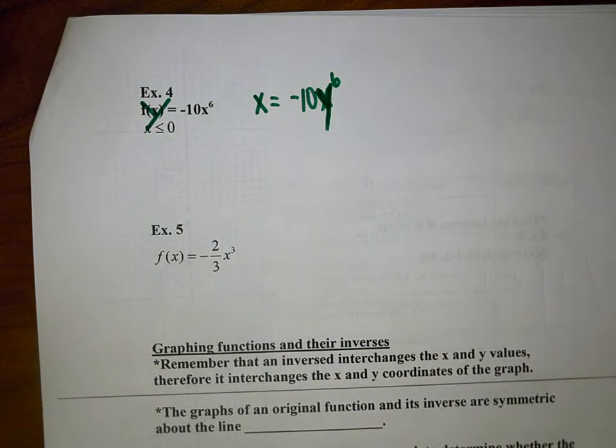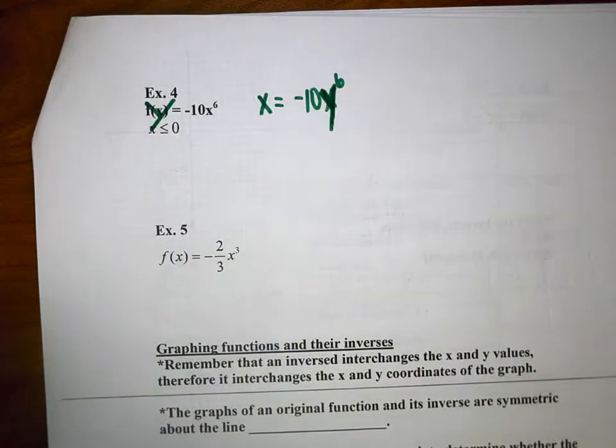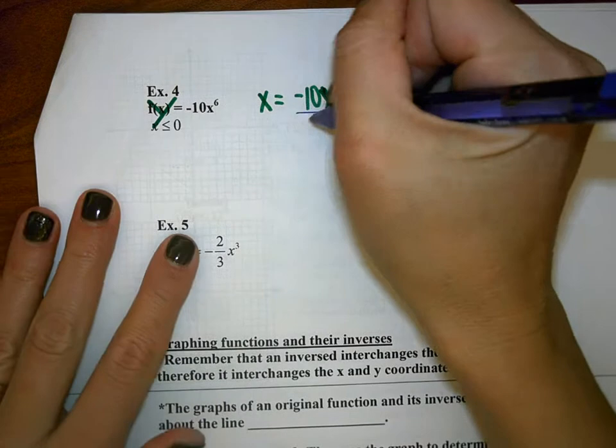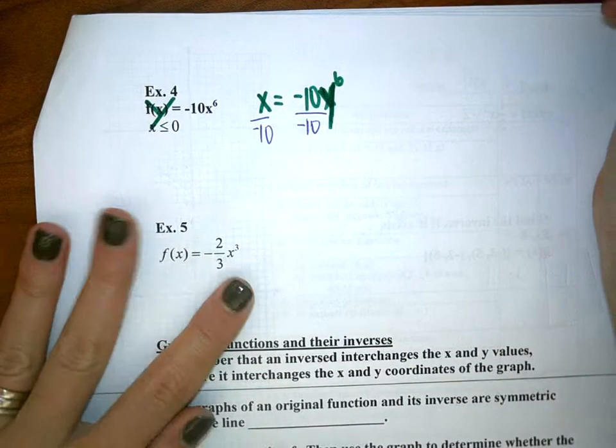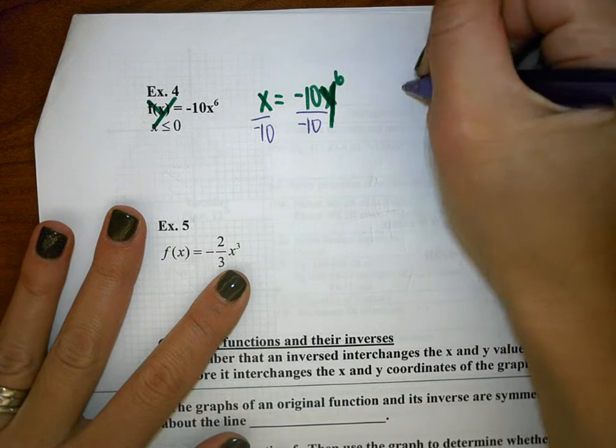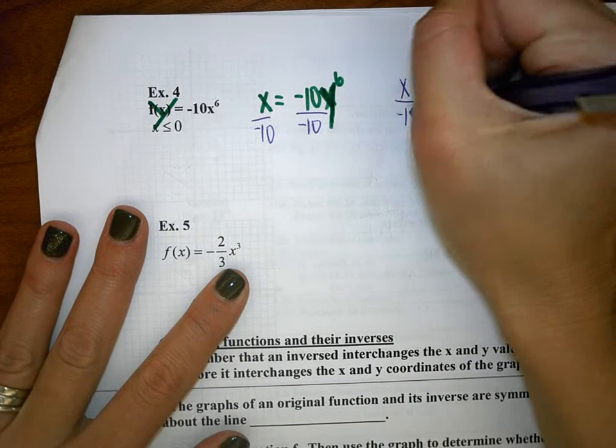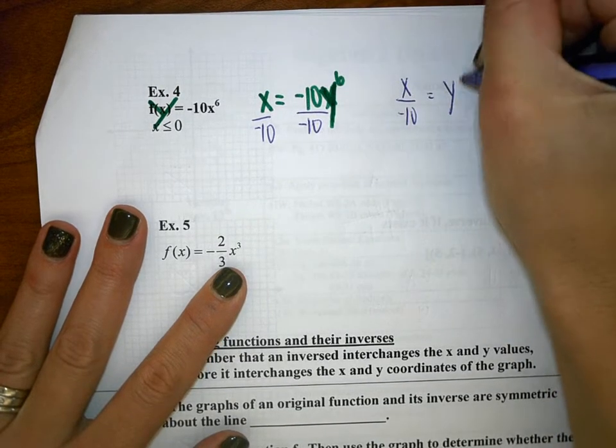Okay, so we want to get y by itself. So the first thing I would do is get rid of that negative 10. So we're going to divide by negative 10 on both sides. So now we have x over negative 10 equals y to the 6th power.